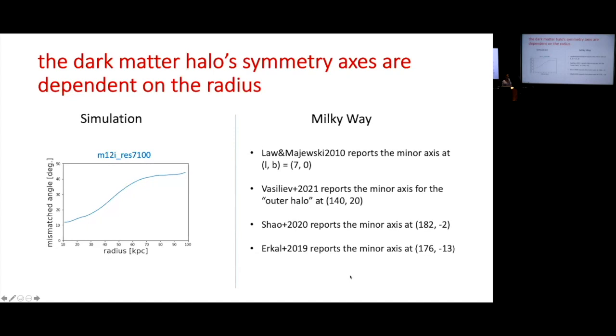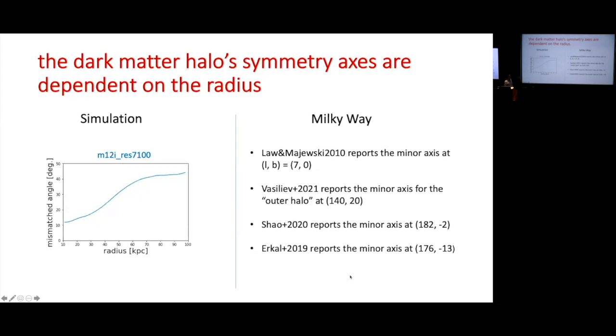And on the right-hand side, I'll show you some estimates that people have made for the location of the minor axis of the Milky Way halo using many different traditional methods. Like the ones where people use streams, they probably just do some kind of orbit fitting to try to constrain the potential. The first two were using the Sagittarius stream. The third one inferred the direction of the minor axis from the plane of satellites. And the last one, if I remember correctly, used the Orphan stream.